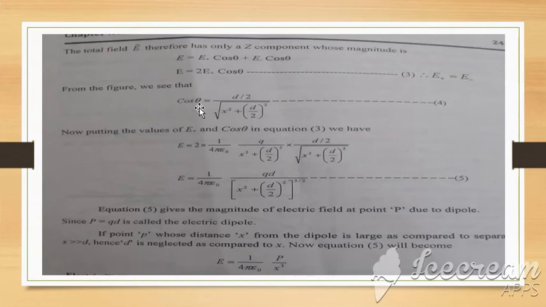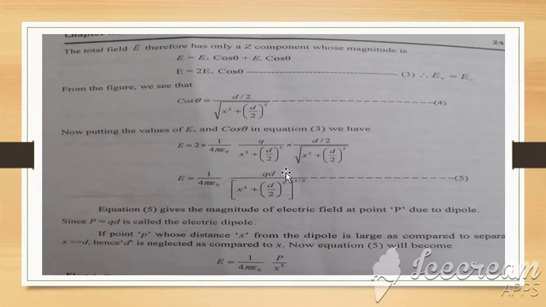Now putting the value of E positive and cos theta in equation 3, we have E is equal to 2 into 1 over 4 pi epsilon naught q over x square plus d by 2 whole square, into d by 2 divided by under root x square plus d by 2 whole square. So E is equal to 1 over 4 pi epsilon naught q d divided by x square plus d by 2 whole square, within brackets, to the power 3 over 2. This equation 5 gives the magnitude of the electric field at point P due to the dipole.